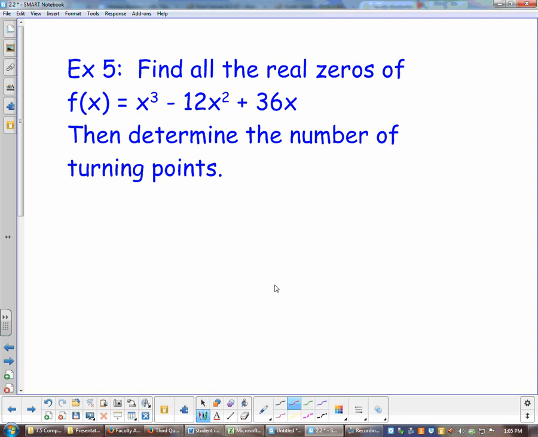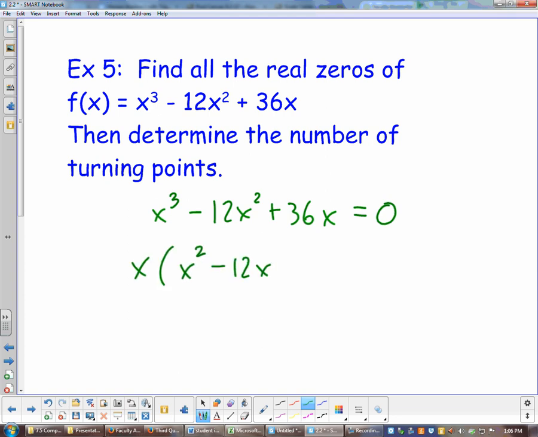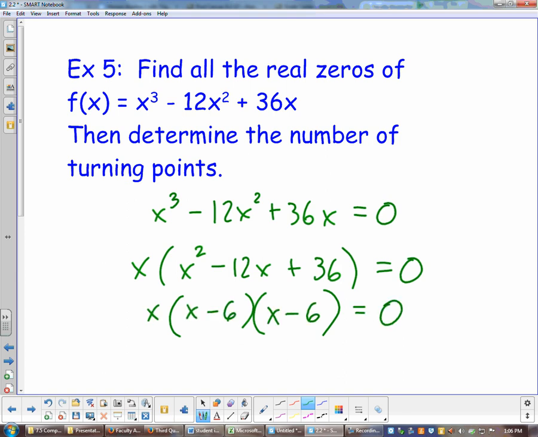What should we do? Okay, so you want to set the function equal to 0, so we're going to solve x cubed minus 12x squared plus 36x equals 0, because to find a zero of a function, you set the whole function equal to 0. You're trying to find the value or values that make the function equal to 0. All right, we can factor out an x. So x squared minus 12x plus 36. All right, we can do product sum on this, or if we recognize it, so x times x minus 6 times x minus 6.